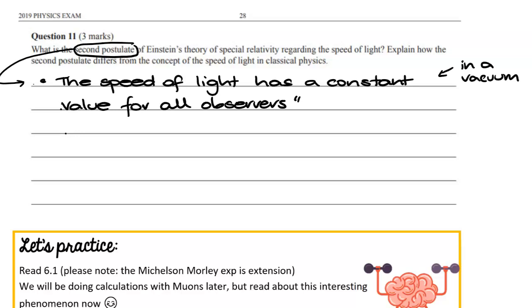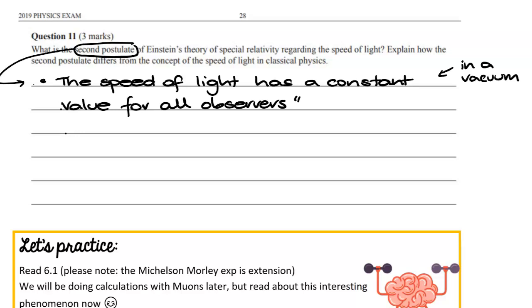We need to relate this to classical physics. And classical physics models light as not being a constant thing. So for example, if the source and the observer were approaching each other, the speed of light would appear faster than 3 by 10 to the 8. And if the source and the observer were moving apart from each other, the speed would appear to be a bit slower than 3 by 10 to the 8, dependent on those speeds.